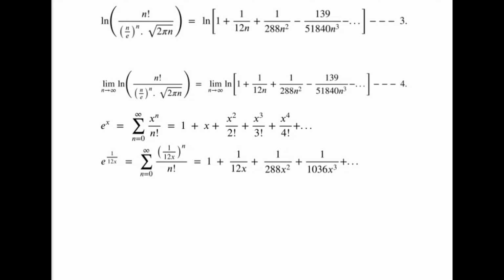From equation 4, as n tends to infinity, the expression on the right hand side can be replaced with the natural log of e raised to power 1 over 12n. That means that the expression on the left hand side is the same as the natural log of e raised to power 1 over 12n as n tends to infinity. It is already known that the natural log of e raised to power 1 over 12n is equal to 1 over 12n. Therefore, the limit on the left hand side of equation 4 as n tends to infinity is equal to 1 over 12n.